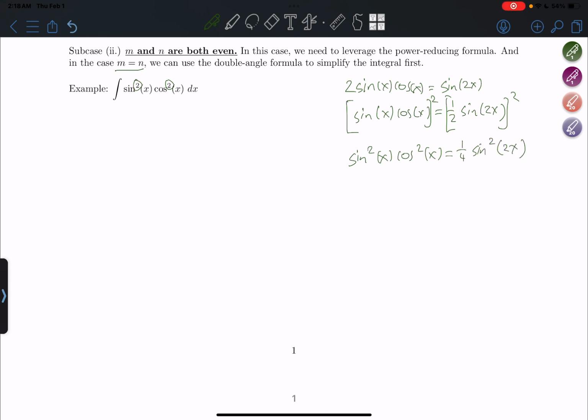Okay, so basically, whenever the power of sine and cosine are the same, you can leverage this to simplify your expression a little bit into a single term of sine. So the integral just becomes the integral of 1/4 sine squared 2x dx. Okay, and from here I can go ahead and take out the 1/4 here.